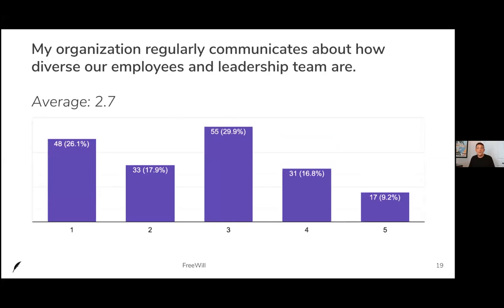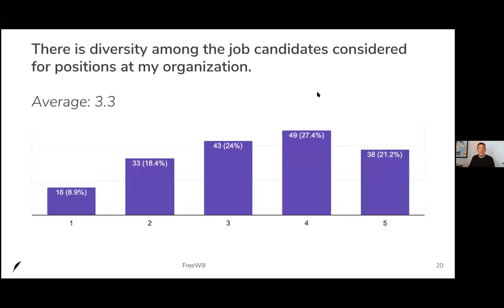We asked whether you regularly communicate about how diverse the employees and the leadership team are, and actually only 10% gave yourselves a 5. 26% gave yourself a 1. The other biggest peak here is 30% gave it a 3. So maybe a lot of room for growth here across the industry as well. And then there's diversity among job candidates considered for positions at my organization. 21% gave it a 5. 3s and 4s are the largest here at 24 and 27%. And then you can drift down a little bit towards 1s and 2s.